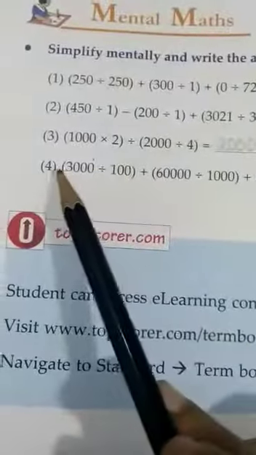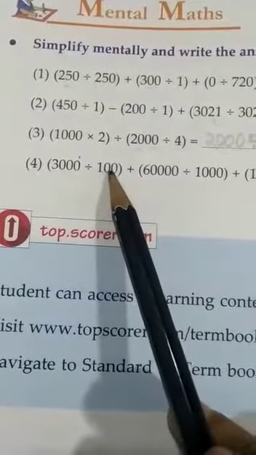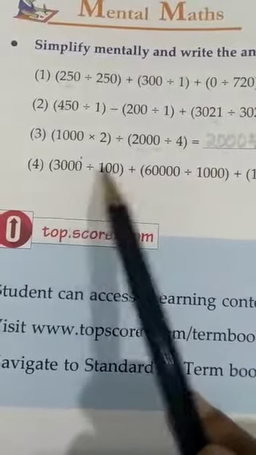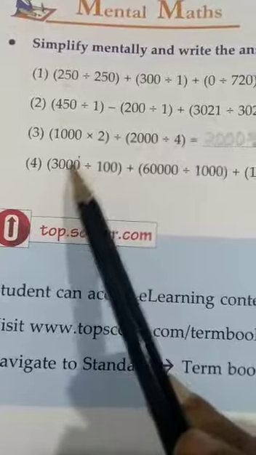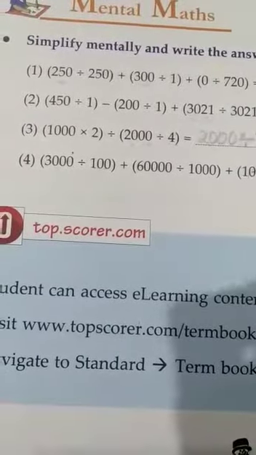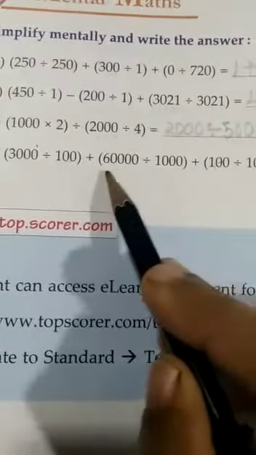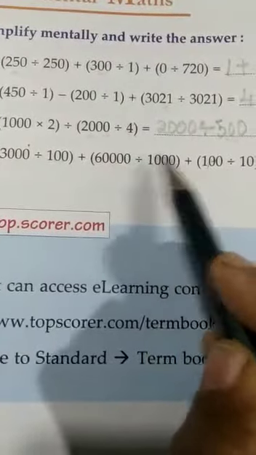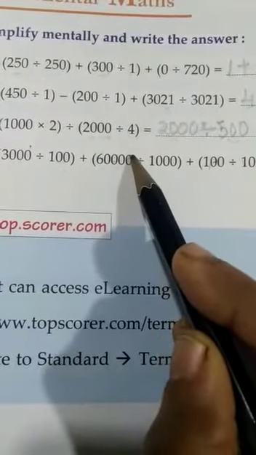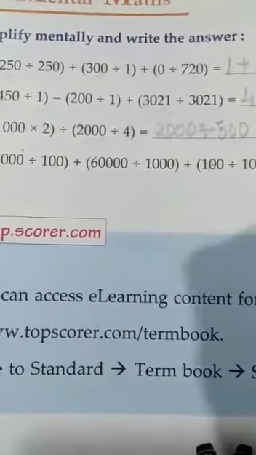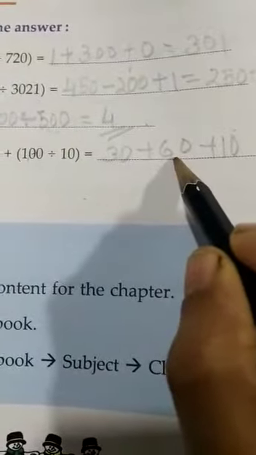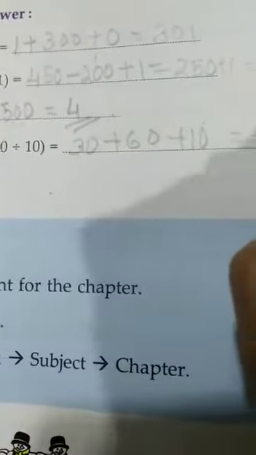Okay, next, 3000 divided by 100. That means when you divide a number by 100, you will cut 2 zeros. You will get 30, plus 60,000 divided by 1000. That means by 1000, you will cut 3 zeros. You will get 60, plus 100 divided by 10. You will cut 1 zero. You will get 10. So here 30 plus 60 will give you 90, plus 10 will give you 100.